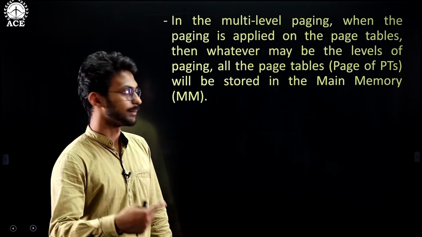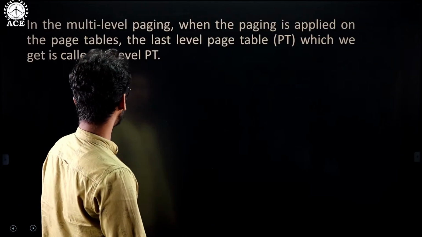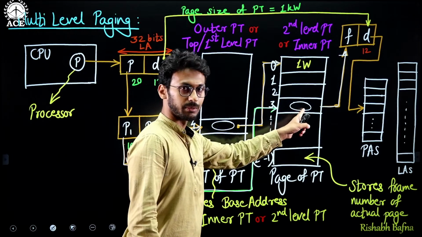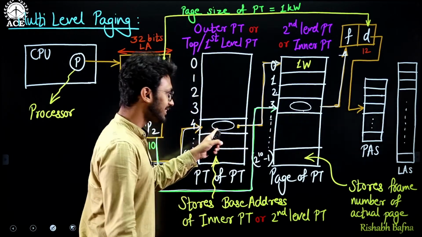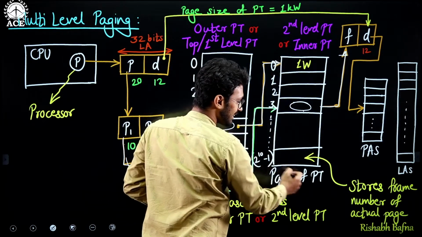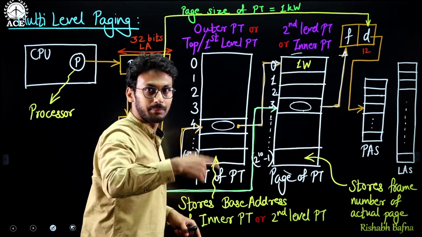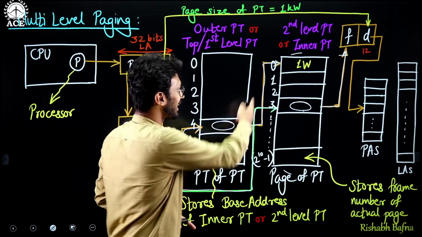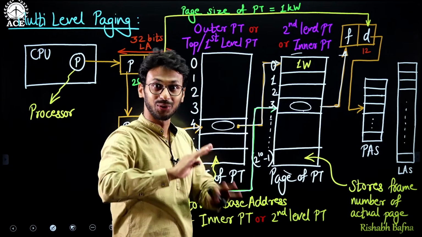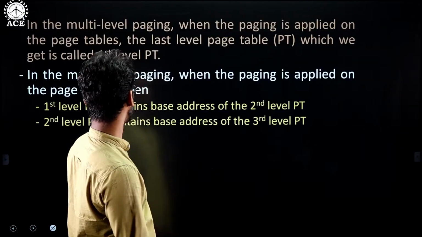Why frame number? Just have a look at this diagram. This is containing frame number. Why is this containing frame number? This entire thing is also present in main memory, isn't it? In a frame, starting address of that frame. Frame number only, everywhere there is frame number only. I hope you got that point. Next one.